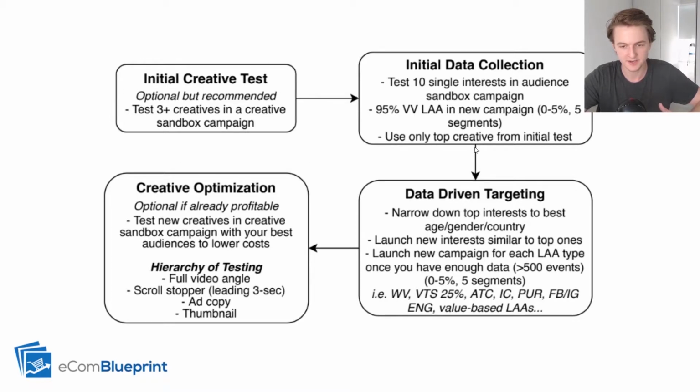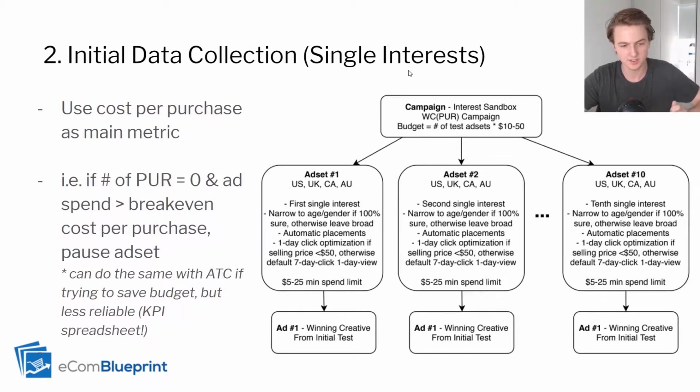All right, so after the initial creative test, that's what I just covered. The next step is the initial data collection. And there's 2 steps to this. There's the 10 single interests, and there's the 95% video viewers lookalike audiences. And so what comes first here depends on how fast you get data for 95% video viewers. As soon as you have over 2,000 95% video viewers, I'd recommend launching the lookalikes right away. But in some cases, you'll have to launch the 10 single interests in order to get that many 95% video viewers. And so whichever comes first is up to you. I'm just going to start with the single interests.